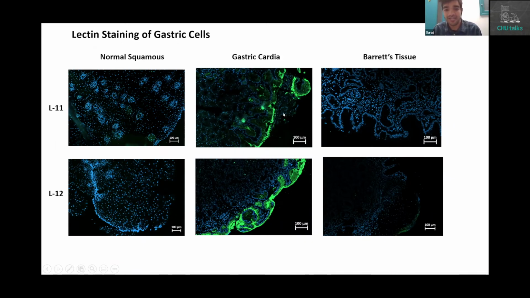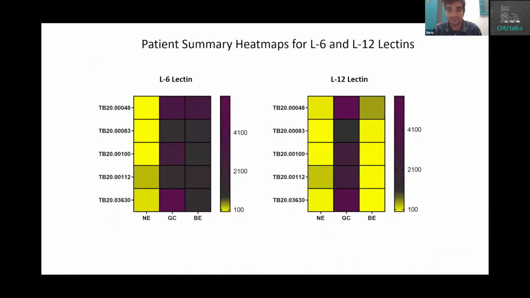So we could potentially look towards a signal subtraction methodology where we use 2 or 3 lectins in conjunction to try and get the signal that we get from Barrett's tissue only. And that's basically what this heat map is presenting as well. So this is just a patient summary of lectin L6 and lectin L12. L6 is the lectin that I showed that bound to goblet cells in the Barrett's tissue, which is the diseased tissue, and it also bound to the gastric cardia, as indicated in purple.